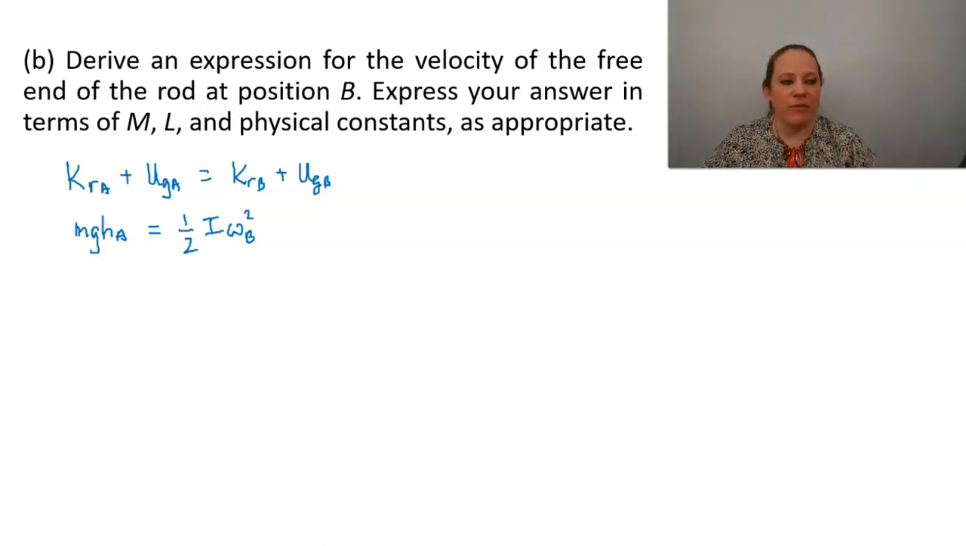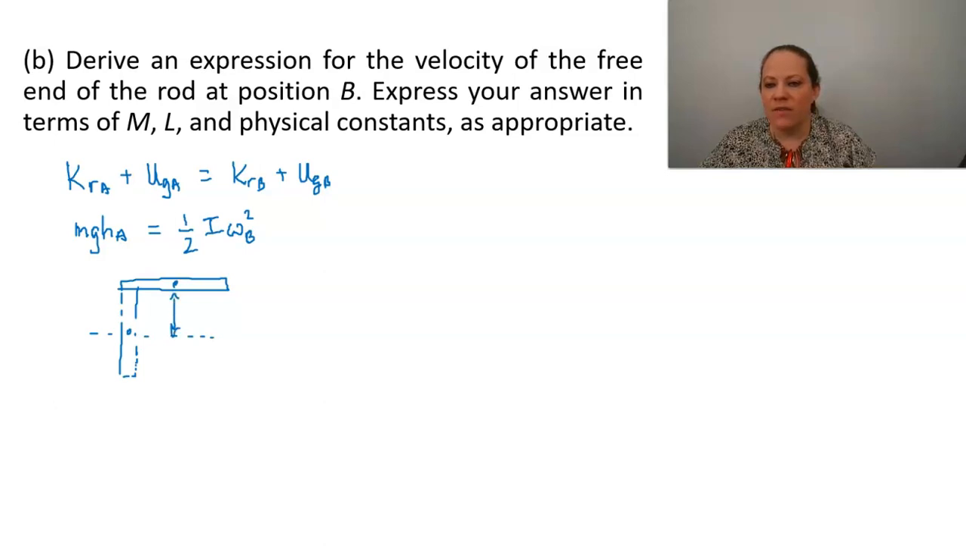So now we need to think about the fact that our rod went from this position to this position, and the center of mass of the rod went from here to here. So we can see that this height h that our rod dropped is just going to be equal to half the length of the rod. We also will need to substitute with our correct M, L, and other physical constants.